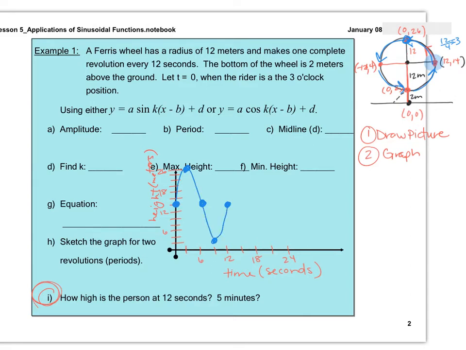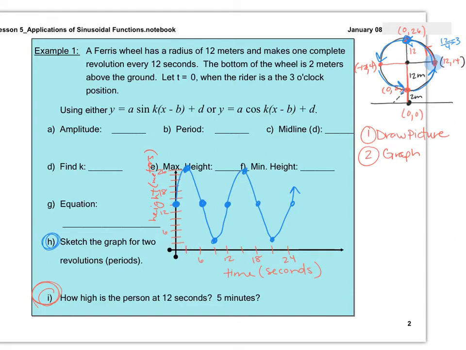Can you see that it kind of looks like a sine curve, or possibly a cosine curve that's had a phase shift? We'll have to see. Let's continue that pattern. So it's going to go up to 26, down to 14, down to 2, and back up to 14. And we'll graph in 2 periods. In fact, we're actually doing part H of the problem right now, where it says sketch the graph of 2 revolutions or 2 periods. So we have done that.